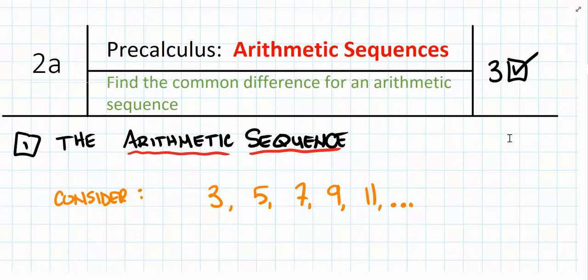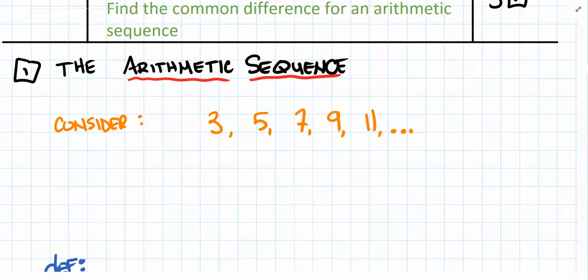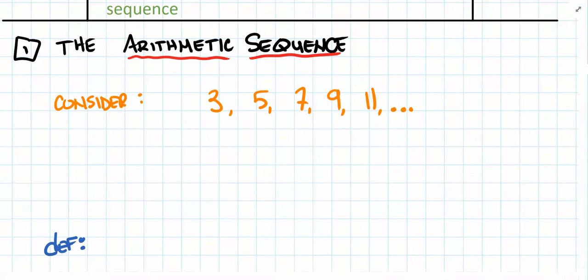Here's Precalculus Concept 2a. Under arithmetic sequences, we're going to find the common difference for an arithmetic sequence, and there's 3 boxes. So let's begin. The first idea we want to talk about is trying to understand what an arithmetic sequence even is. So consider this following sequence right here.